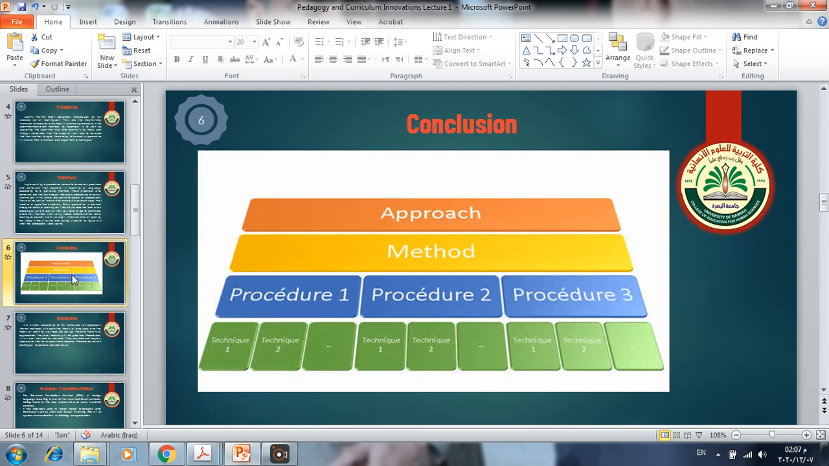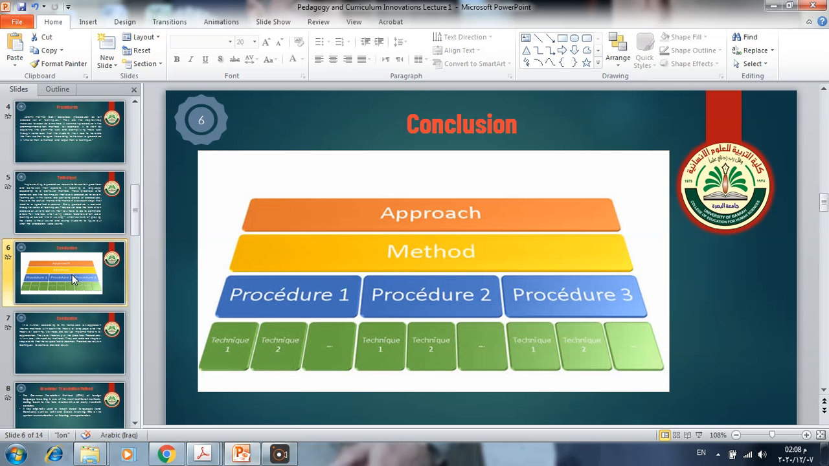Now look at this figure. This figure, this diagram represents the terms that we have already spoken about. At the top of the figure, you have the approach. The approach represents the theoretical bases that we set to describe our understanding, our knowledge about language and the learning process. And then under the approach, we have the method.